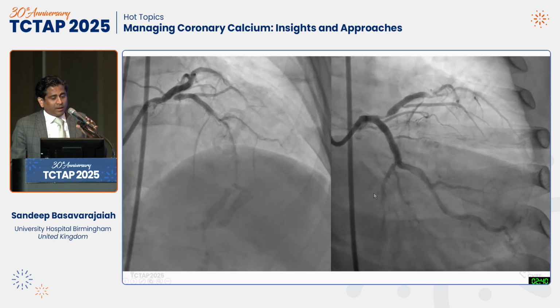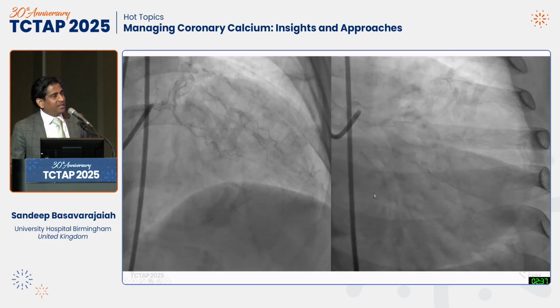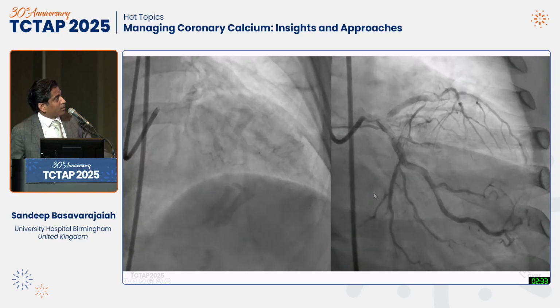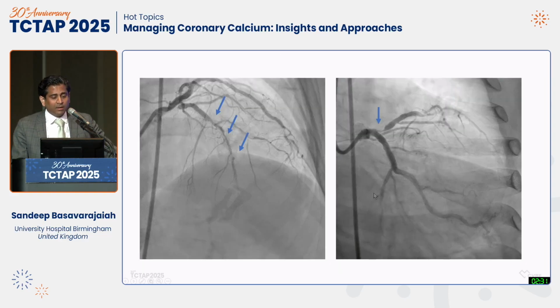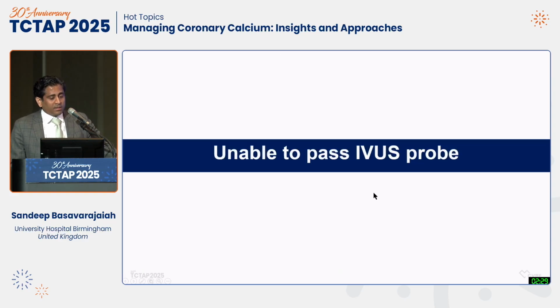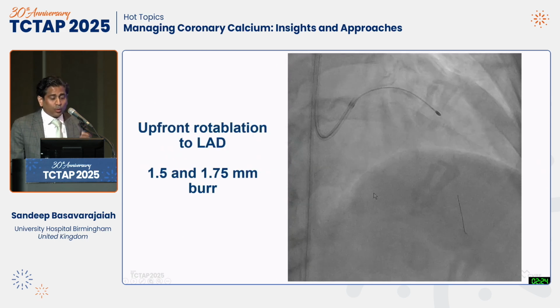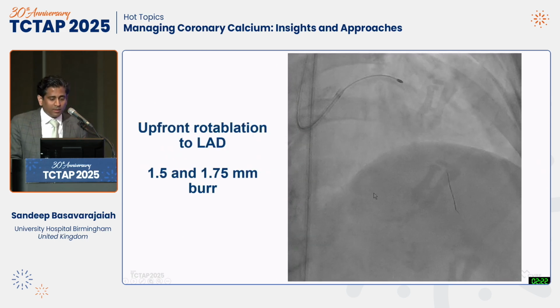The second case is more complex: a 75-year-old with ACS, hypertension, diabetes, and renal failure on hemodialysis. And this is the angiogram. You could see the LAD is diffusely diseased, like a classic diabetic and renal failure patient, with a calcified nodule in the ostium of the LAD. So we tried to do upfront imaging, but were unable to pass the IVUS probe. So we had to perform rotational atherectomy with both 1.5 and 1.7 millimeter burrs.